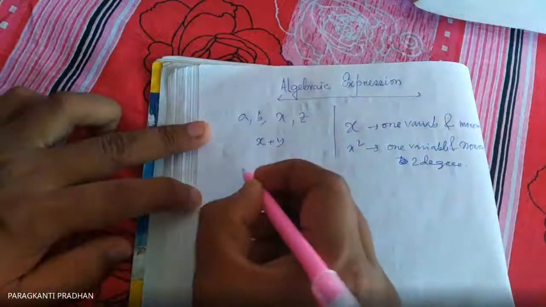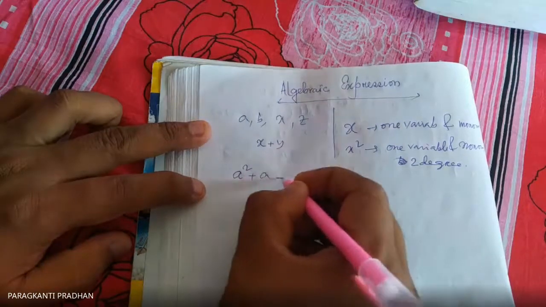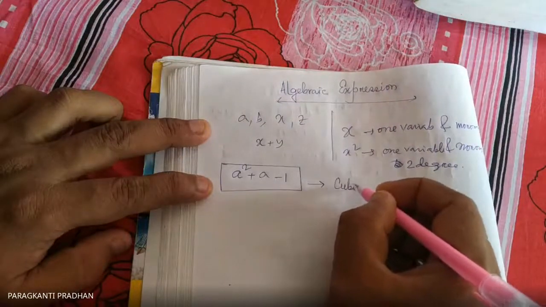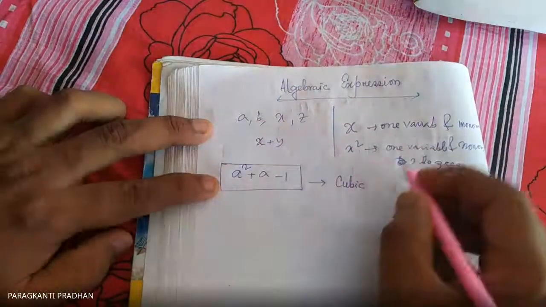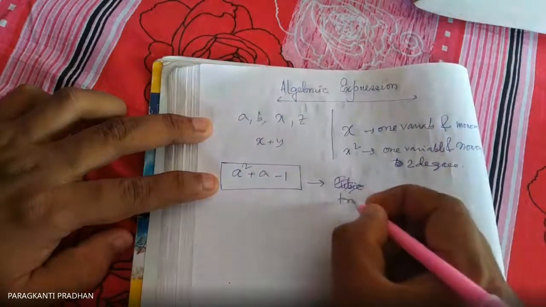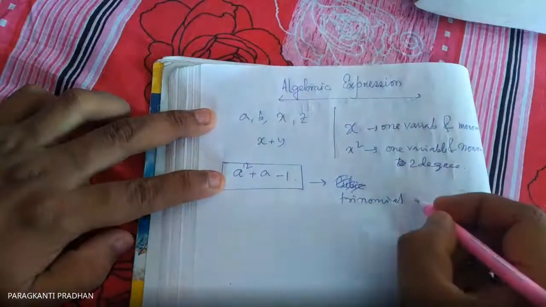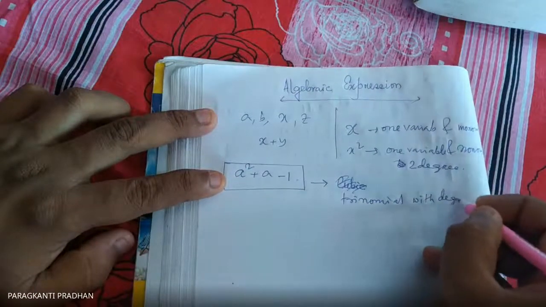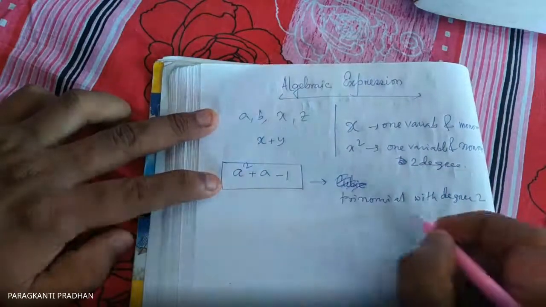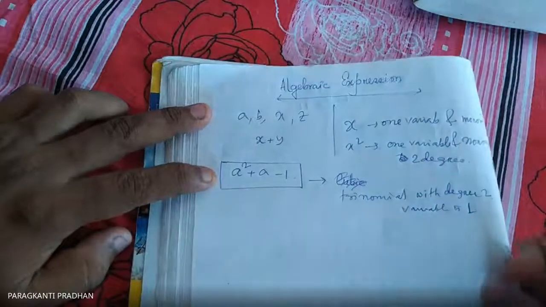Then suppose a square plus a minus 1. Now what is this? This is a quadratic polynomial of degree 2, and a trinomial. Trinomial because 1, 2, 3, three terms are there. Trinomial with degree 2. And how many variables are there? Only the same variable a is there. So the variable count is 1. One variable.